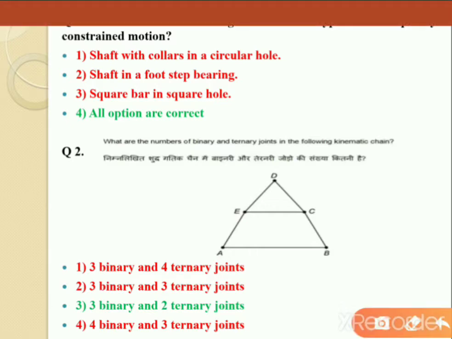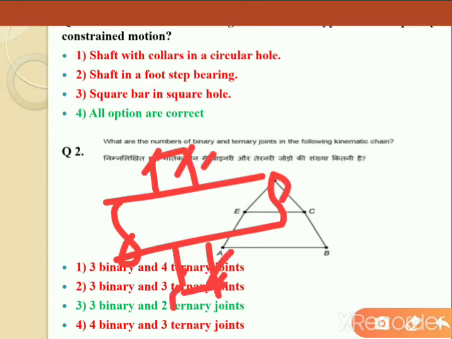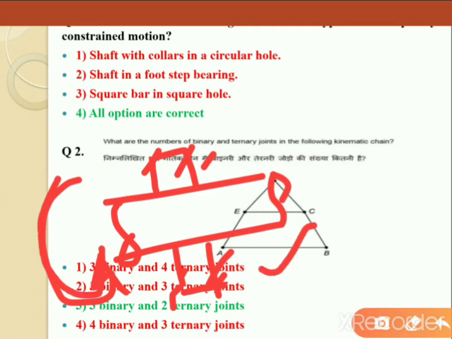The first option is shaft with collar. Suppose those are two collars. Shaft with collar means the shaft can rotate in a unidirectional motion. So what is constrained motion? It is motion by which we can get a desired unidirectional motion. Here, yes, from that shaft we can get one single unidirectional motion. Yes, option 1 is a correct answer.